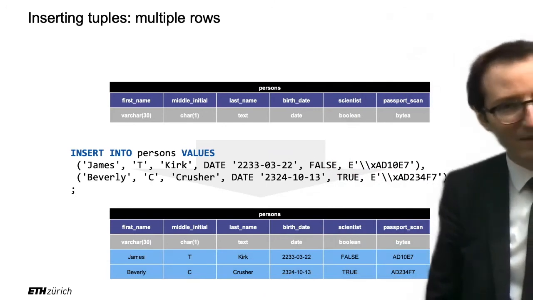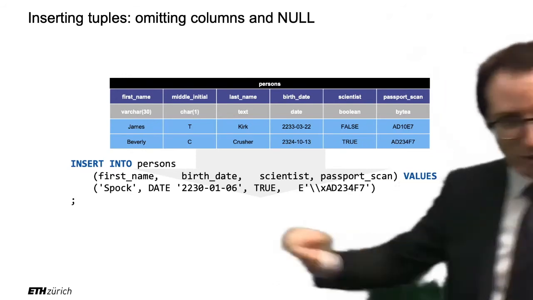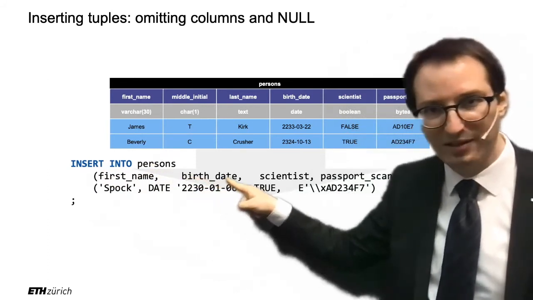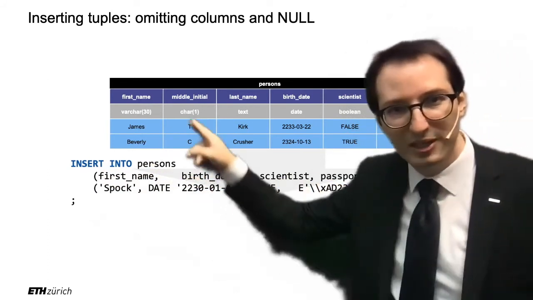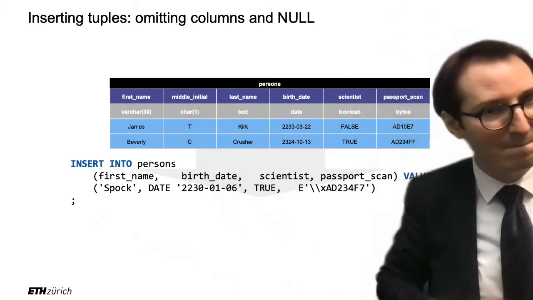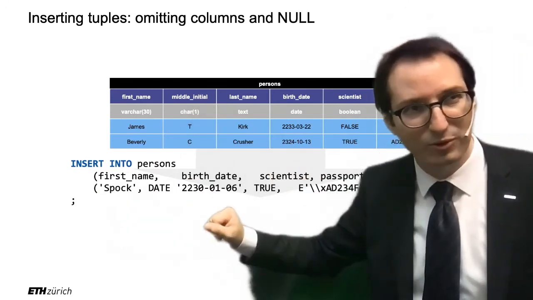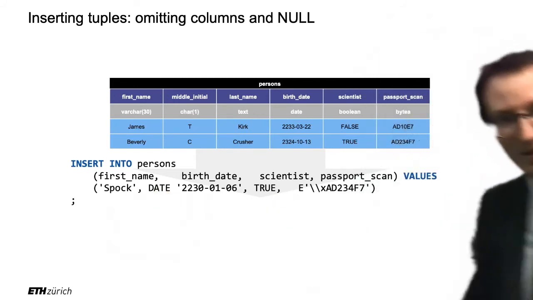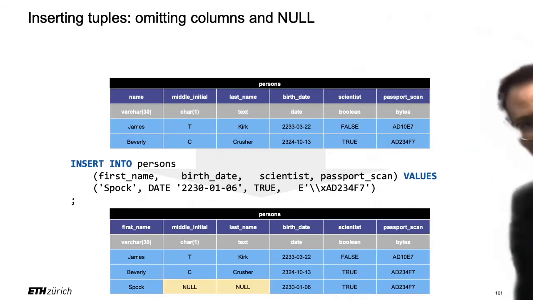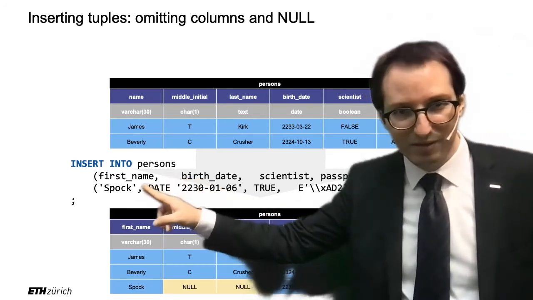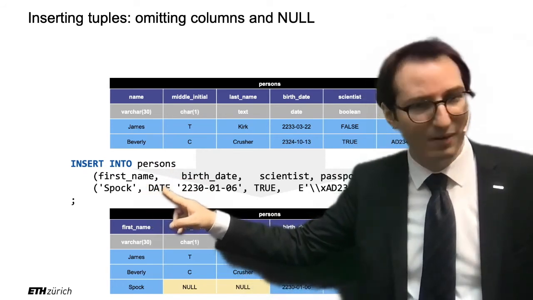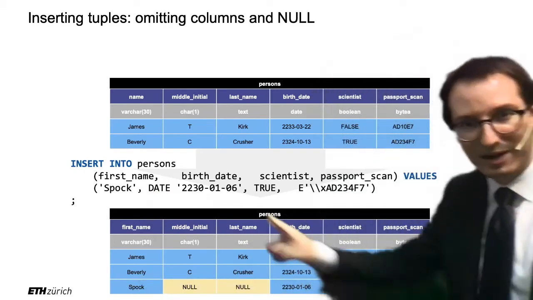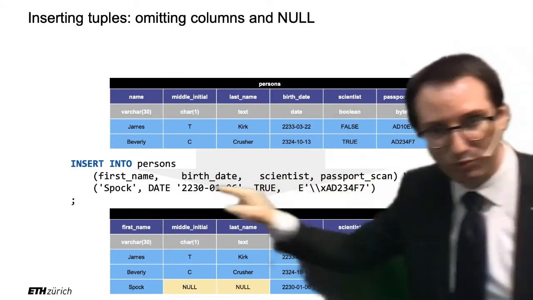Okay. So far, so good, right? Now, I can also specify my columns, as I said, insert into persons with the names of my columns: first name, birth date, scientist, passport scan. What did I do here? I left out the middle name and the last name, right? So I'm just saying, okay, Spock, you know who Spock is, right? 2230, true, and here's the picture, and there you go. What happened here? We did not give any middle name and last name to Spock, right? So what that means is we have Spock, we have the other values there because we specified the columns, so it knows exactly where to add these values.